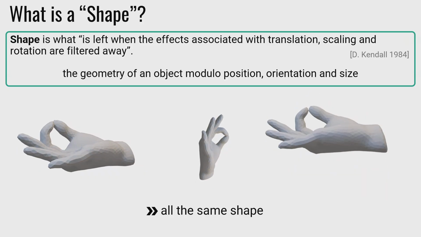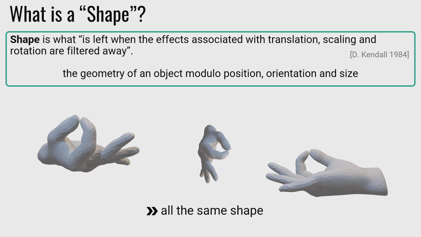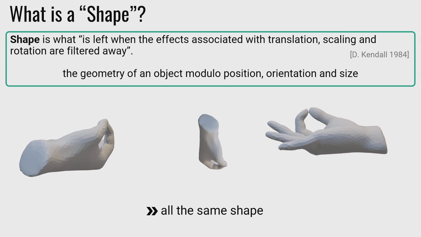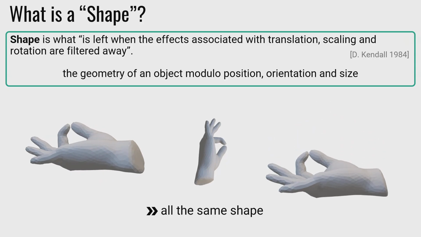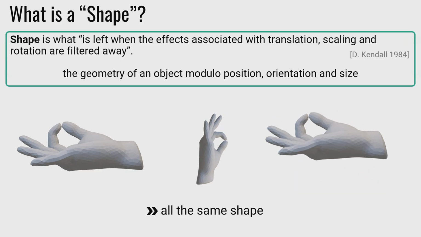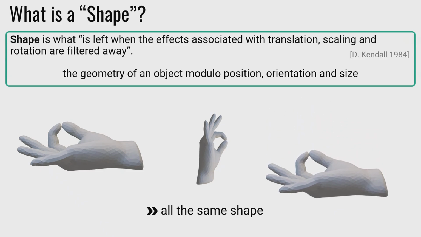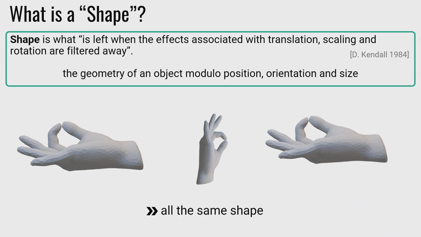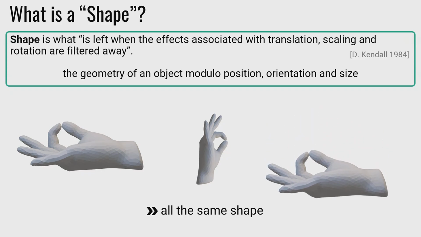So the first question you can have is, when you talk about shape spaces, what is a shape? Shape is something you might have an intuition for, but you also need to get to something more formal to actually start to do math and computer science with this. For the beginning, we will stay with a very informal definition by David Kendall from the 80s, which says that shape is what is left when the effects associated with translation, scaling, and rotation are filtered away. So basically, shape is something intrinsic of an object, the geometry of an object modulo its position, orientation, and size.